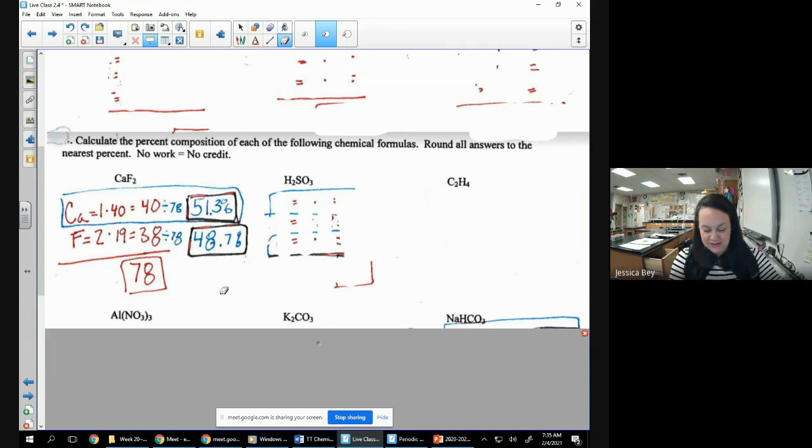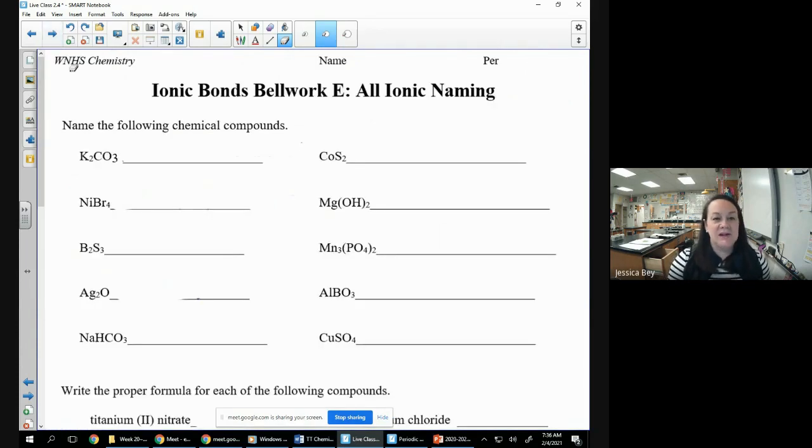Perfect. All right. So the next thing that we're going to do is, if you flip the paper over, it has ionic bonds, Bellwork E, all ionic naming.